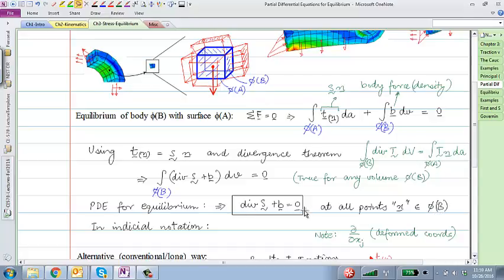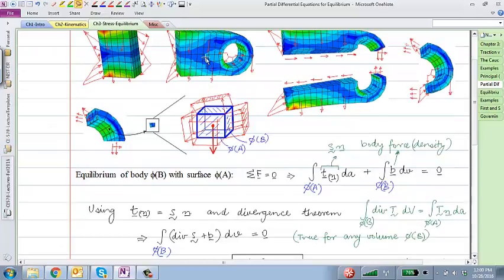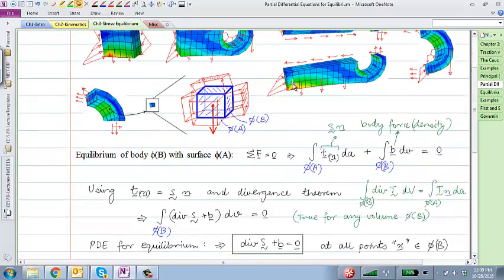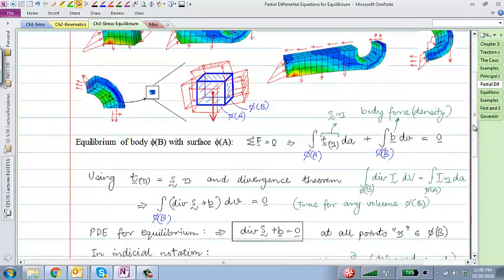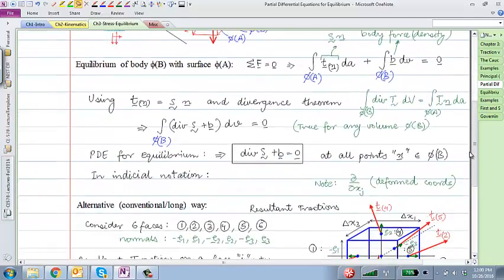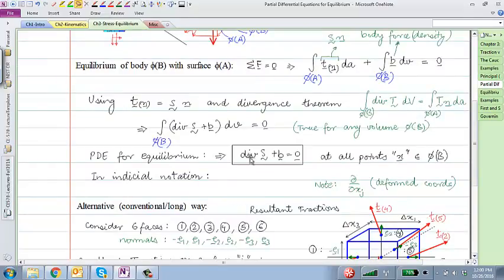This equilibrium equation is no different from this equilibrium equation. Keep in mind that what you have learned in undergraduate problems, sum of forces equal to 0, this equation, divergence of S plus B equal to 0, is that equation for a deformable body written at any point. So this equation is saying Newton's first law must hold at every point in a deformable body. Okay, very important relationship. So we can also write this in an indicial notation.